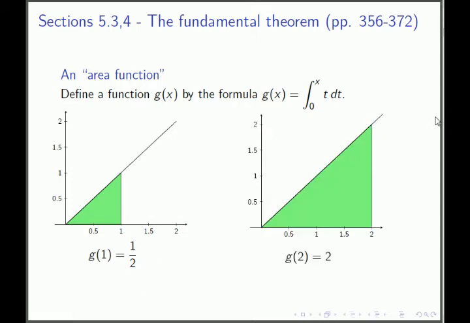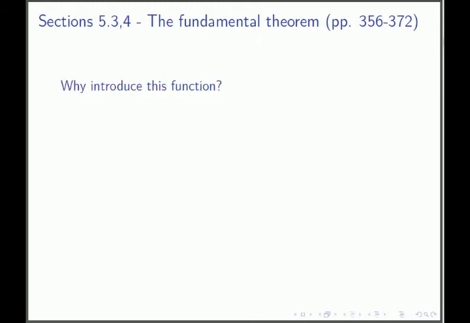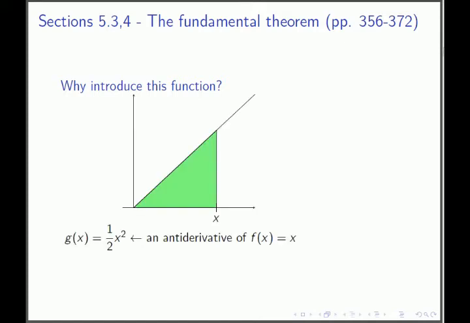Or g of 2, this would be the area from 0 to 2 under the same curve, and again by 1/2 base times height we see that g of 2 is equal to 2. So why am I introducing this function? Well, let's try to compute more generally what is g of x. That would be the area under this curve from 0 to x, and again by 1/2 base times height, that would be 1/2 x squared, and we can observe that that is an antiderivative of this curve, f of x equals x. And this is a phenomenon which occurs more generally.